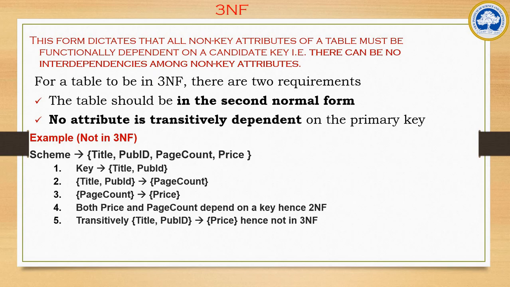And the transitive dependency: title and publication ID determine the page count, and the price depends on the page count. So hence it is not in 3NF. We can see the transitive dependency here.